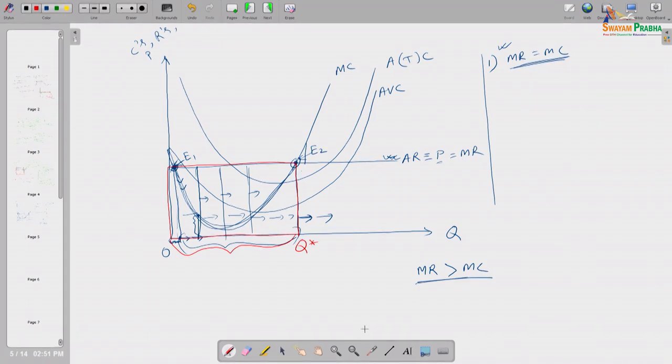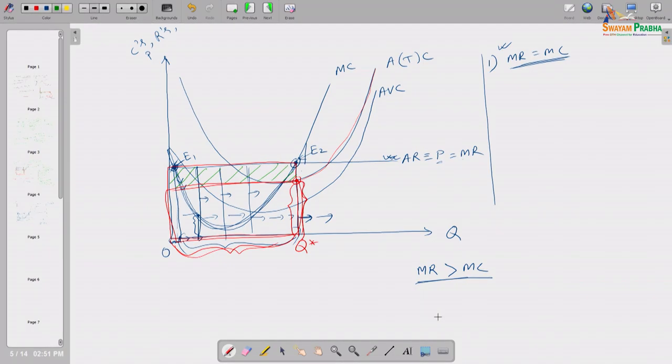What will be the total cost until that output? This is the average total cost line. So this area is the total cost, because this is the average total cost into this output. So profit will be this green shaded area, positive profit.